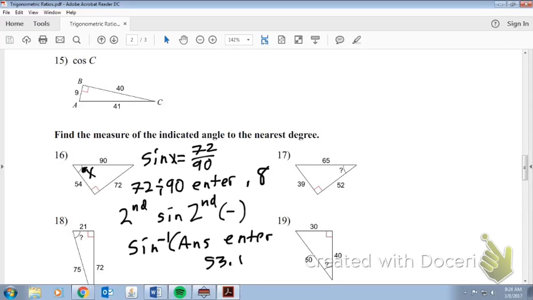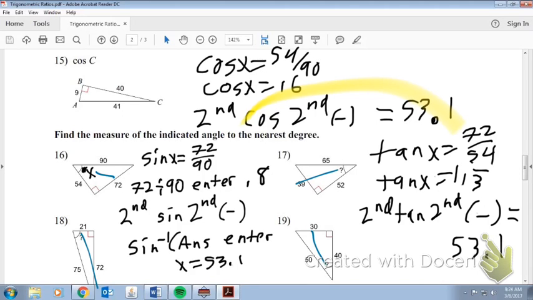Renard, what if we didn't use sine? What if we used cosine or tangent? And I say, well, that's okay, child. They all come out to 53.1. If I use the cosine of that angle, my ratio would be 54 over 90 or 0.6.